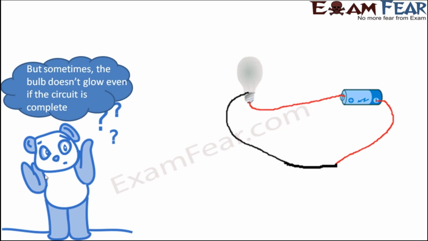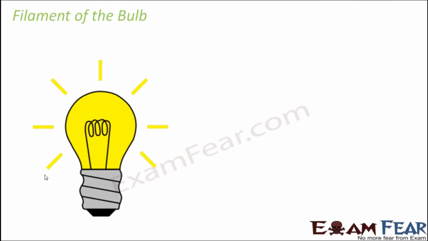So everything is perfect with the circuit. The cell is connected in the right way with the bulb. The circuit doesn't contain any insulating materials. There is no breakage in the circuit. But still the bulb doesn't glow. Now, do you know why that happens? That happens because something goes wrong inside the bulb.